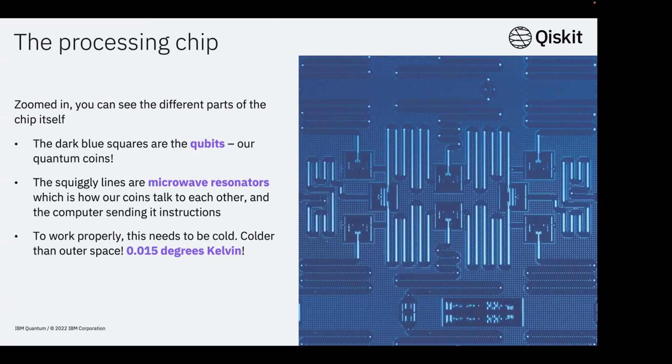And for this whole setup of qubits, cables and all to work, it needs to be kept in a very cold space, at 0.015 degrees Kelvin. So we have to keep it at a very cold temperature to make the quantum computer work properly.